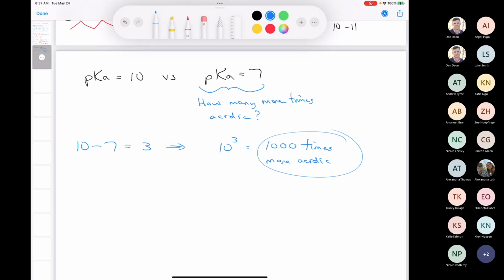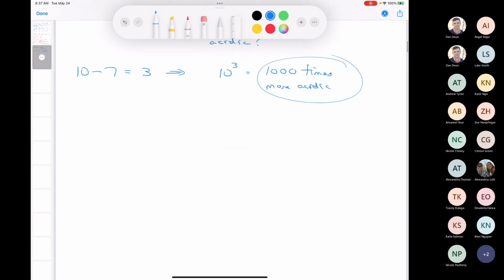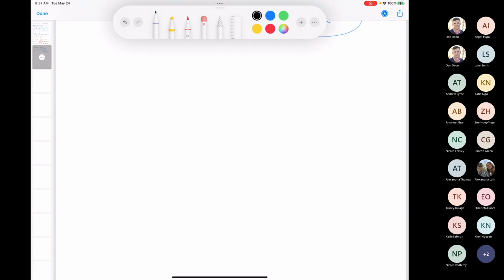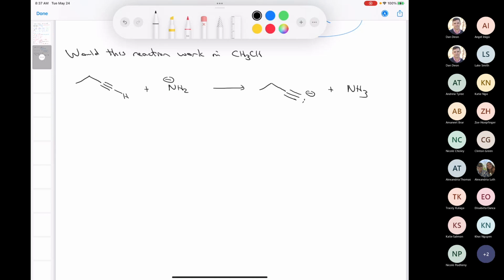Let's try a question. And this is one from our textbook. I don't know exactly which number it is, but I thought it was a fun question. It says, if you try to do this reaction, so if you take this terminal alkyne and you react it with NH2 minus, and you want to make this compound, so this terminal alkynide plus NH3. The question asks you, would this reaction work in ethanol, which is CH3CH2OH? So it's an alcohol.